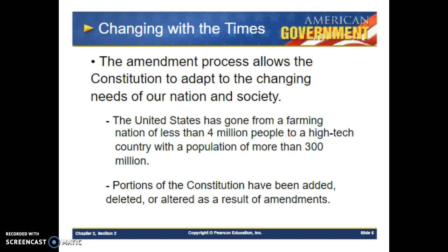Okay, changing the times. The amendment process allows the Constitution to adapt to the changing needs of our nation and society. The United States has gone from a farming nation of less than 4 million people to a high-tech country with a population of more than 300 million. And we talked a lot about this last year in your American history course. The fact that we switched from an agricultural economy to an industrial economy. Portions of the Constitution have been added, deleted, or altered as a result of amendments.